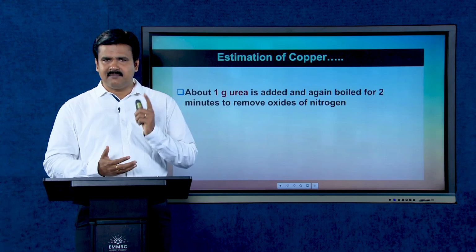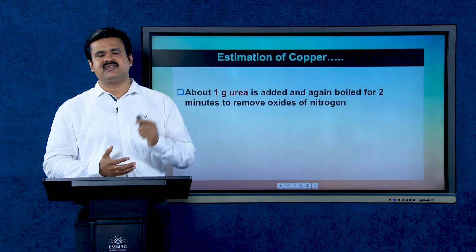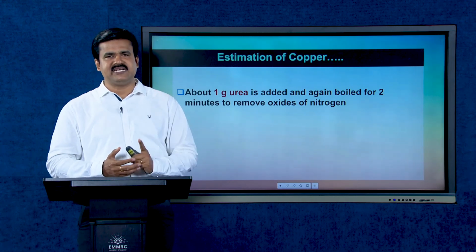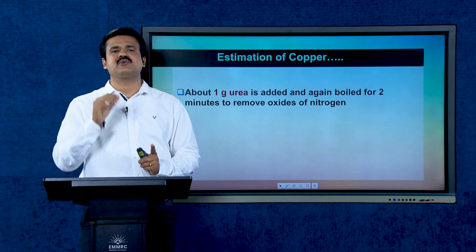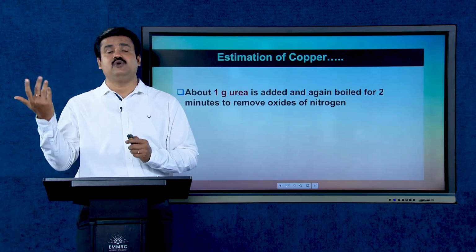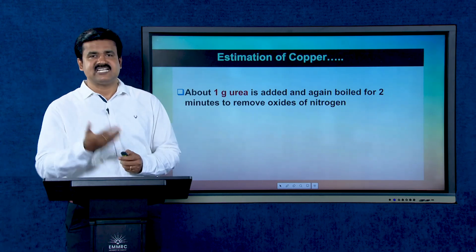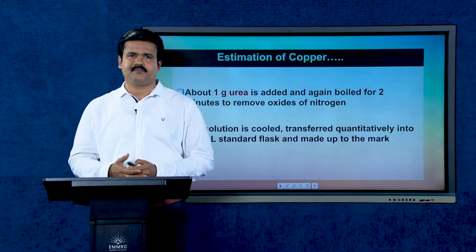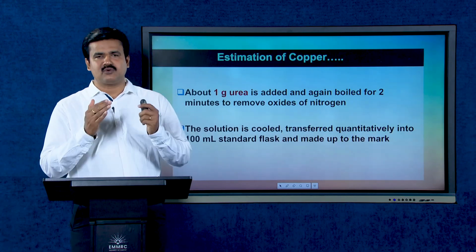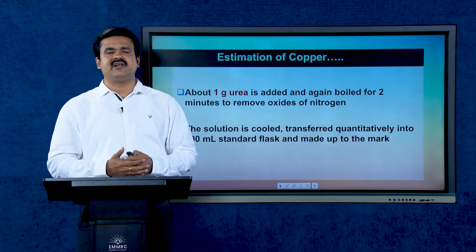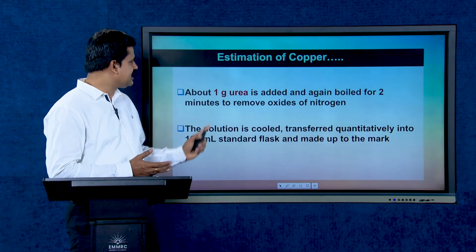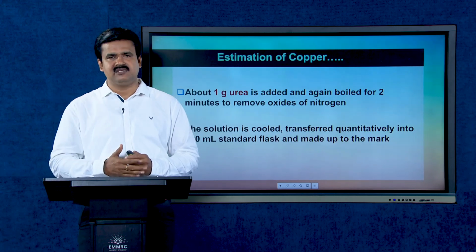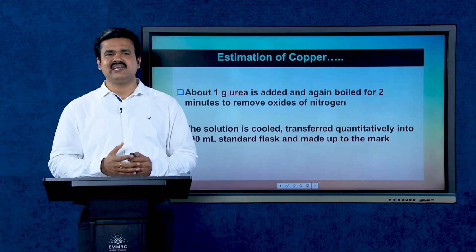Now, about 1 gram of urea is also added and again boiled for 2 minutes, and the presence of urea supports the removal of oxides of nitrogen. That is why we are adding 1 gram of urea during boiling. The solution is now cooled, transferred quantitatively into a 100 ml standard flask and made up to the mark. So, now you have a 100 ml solution.